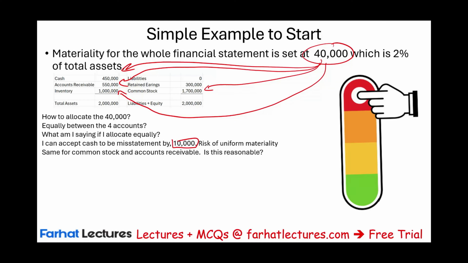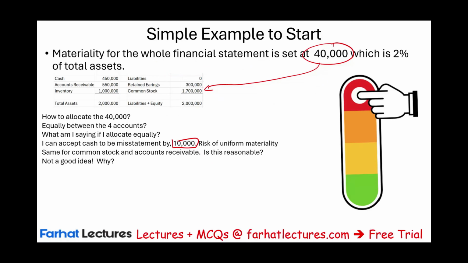So if I'm looking at the cash account, I audit the cash account, and I can accept a misstatement of $10,000 and still consider the account fairly stated. Same thing with accounts receivable, same thing with inventory, same thing with common stock. What do you think? Do you think this is a good idea? And the answer is no. It's not even reasonable. Why not?